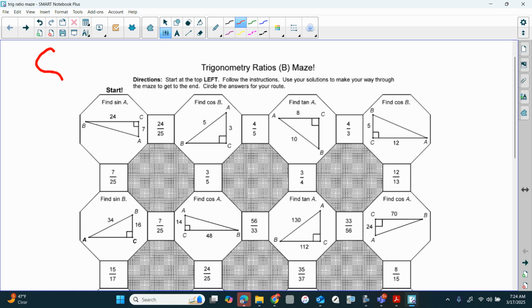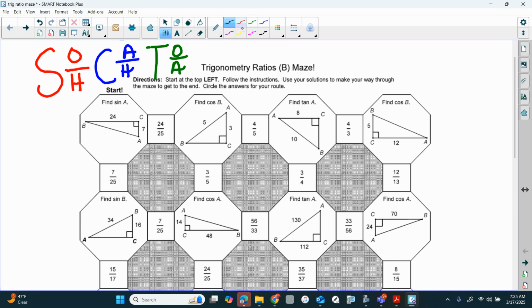S for sine is the ratio of the opposite side over the hypotenuse. And then C for cosine is the adjacent side over the hypotenuse. And T for tangent, TOA, is opposite over adjacent.